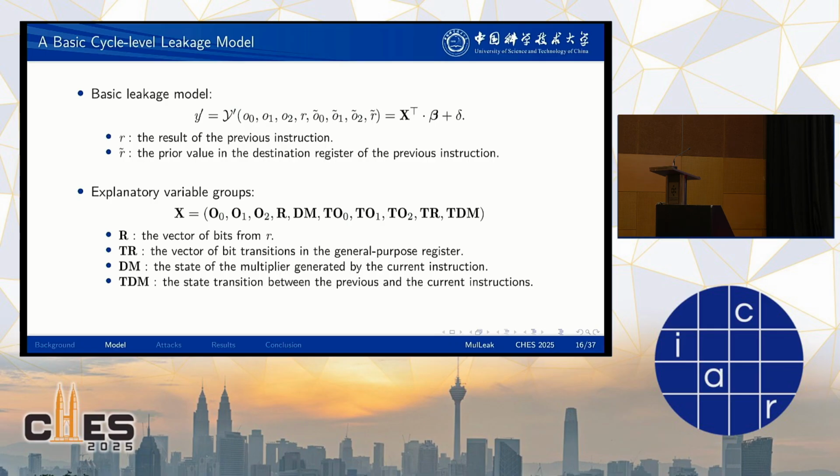Explanatory variables consist of big R, TR, DM, TDM, and so on, where big R represents the vector of bits from R, and TR is the vector of bit transitions in the general purpose register. DM and TDM are two explanatory variable groups related to the combinational logic.